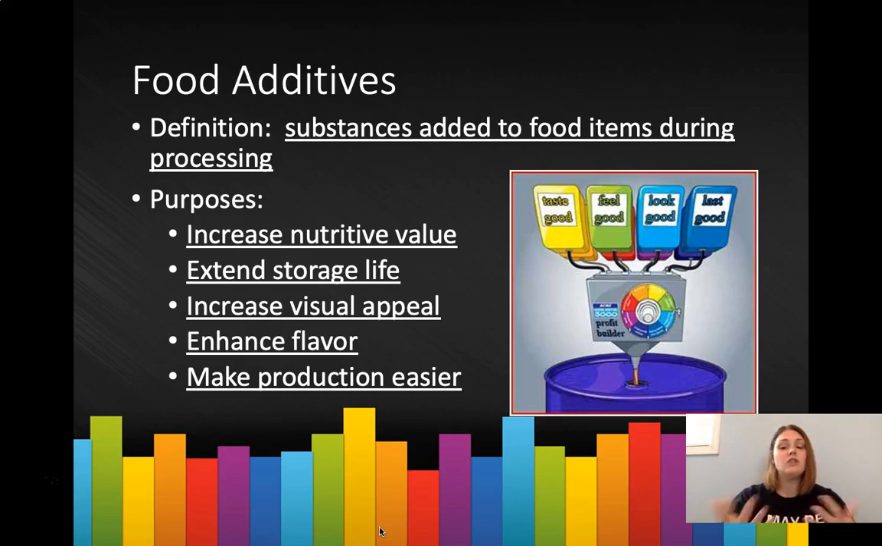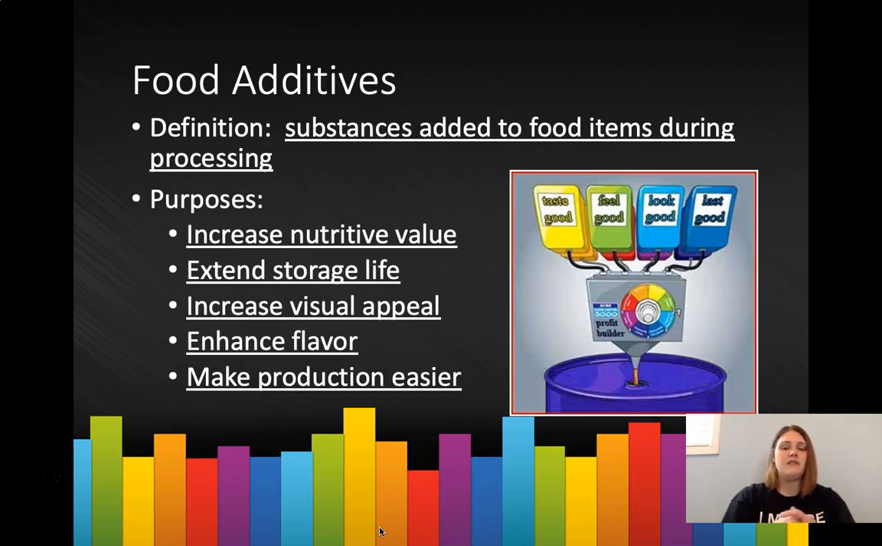They can extend storage life because if we're going to go through all the trouble to bake some bread, we want to make sure that it doesn't go bad before it gets to you. Increase visual appeal. This kind of goes with enhanced flavor too. If you buy strawberry ice cream, you expect it to be pink, right? And if you buy vanilla ice cream, you expect it to be white. And if you buy chocolate ice cream, you expect that deep, rich brown color. If you got chocolate ice cream and it looked almost bleached out, you would think something was wrong with it.